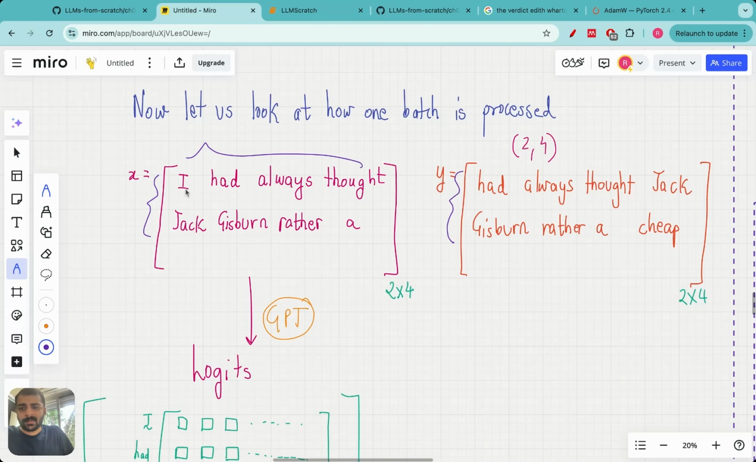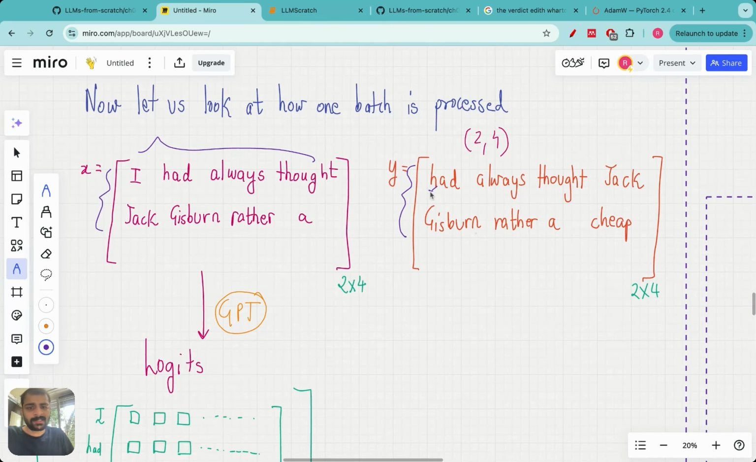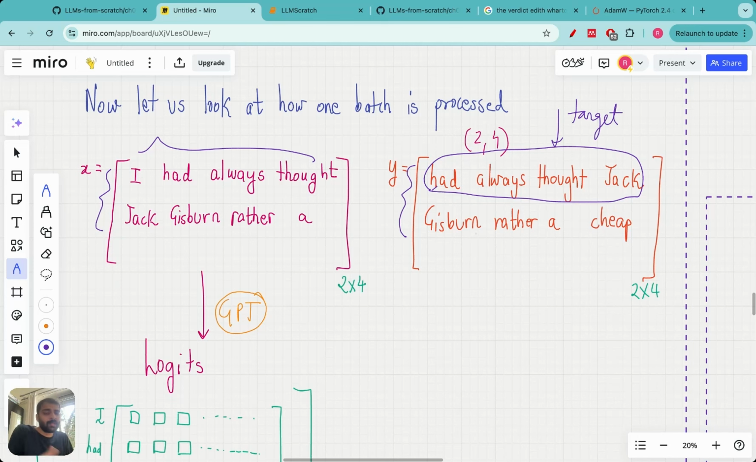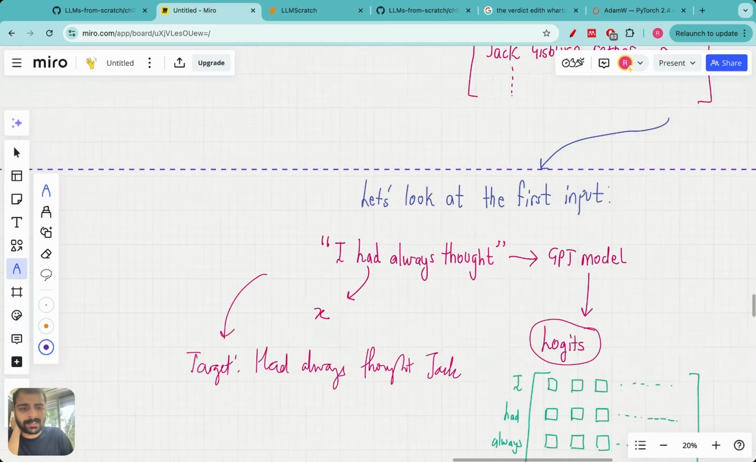So this is the first sample of the input, and this is the first sample of the target. I shouldn't call it the output, because the target is the true value, the actual value which we want our LLM to approximate. If you look at the first row of the input and the first row of the target, you will see that the target is just the first row shifted to the right by one. And similarly for the second row of the input and the second row of the target. That's how the input target pairs are constructed.